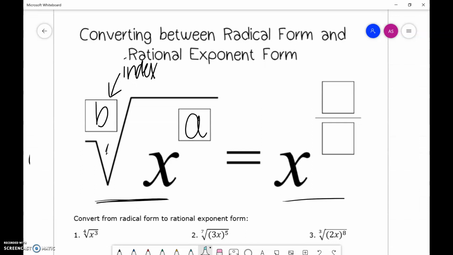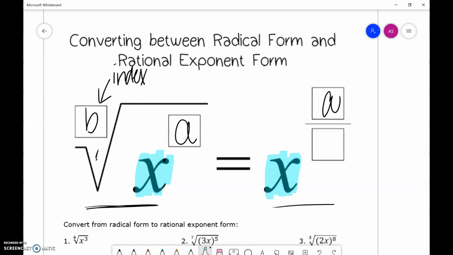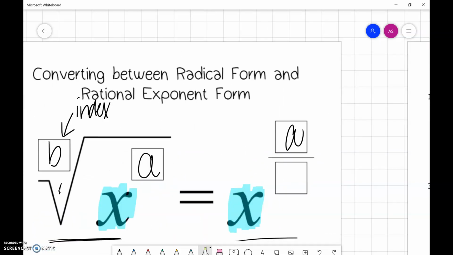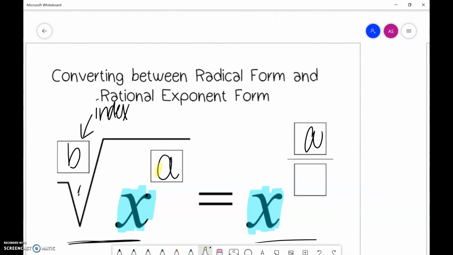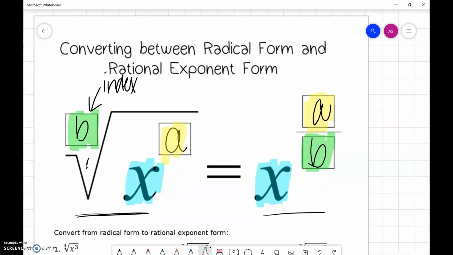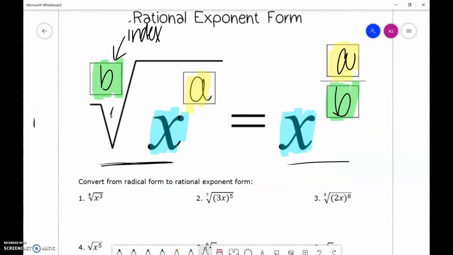Okay, so whatever is here will still stay as my base. And in my numerator, I have the a. So whatever is right here will come here, and in my denominator I will have b. Okay, so all we're doing today is pretty much just rewriting this.